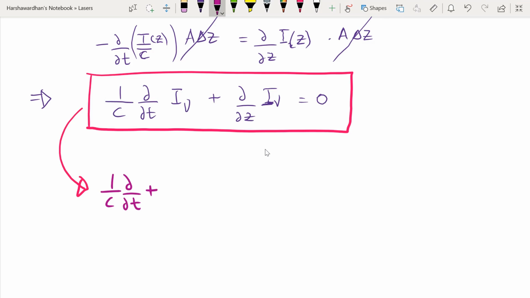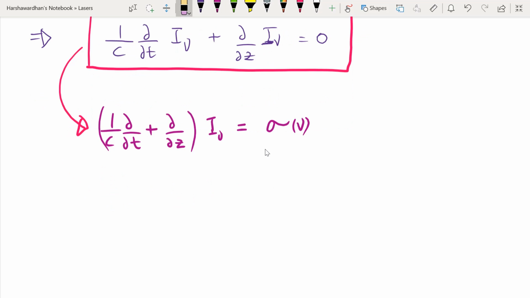So my operator is 1 by C dou by dou T, plus dou by dou Z, and this operating on I nu is going to be, so the right hand side is no longer 0, but it can be written as, so recall sigma of nu was the cross section, sigma of nu times phi gave us the rate at which the population was changing, and this was proportional to n2 minus n1. Let us just look at it carefully.